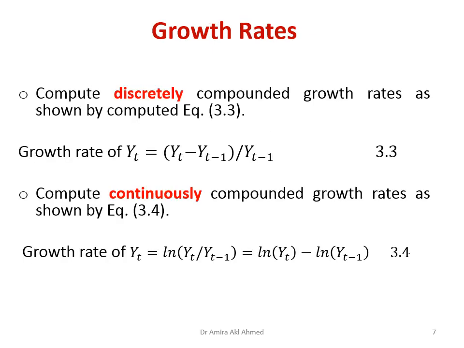If we compute growth rates of two variables, it will be possible to explore how variations in these two variables are linked during the same period of time. There are two types of growth rates. These are discretely compounded growth rates and continuously compounded growth rates.